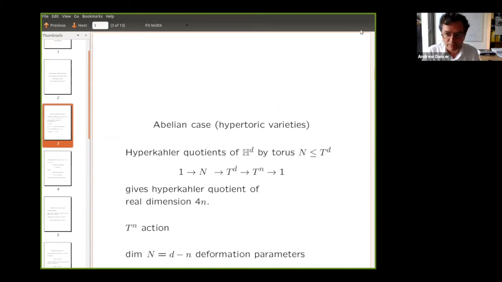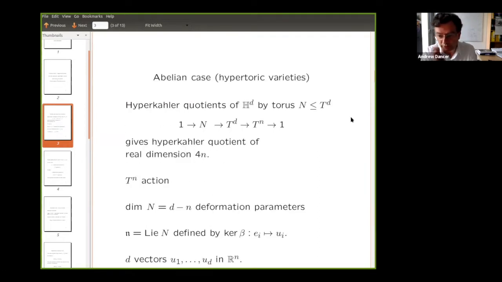So let me begin by saying a bit about the Abelian case, which is quite well understood now by the work of many authors. Here we are really thinking of hypertoric varieties. As I said, the Higgs branch typically is given as a hyperkähler quotient, though not always. The case of hypertorics is where we're looking at hyperkähler quotients of flat d-dimensional quaternionic space by some subtorus of the torus of symmetries T^d.